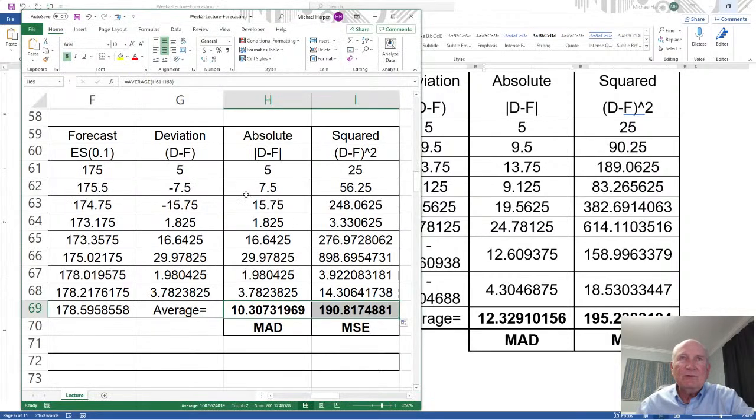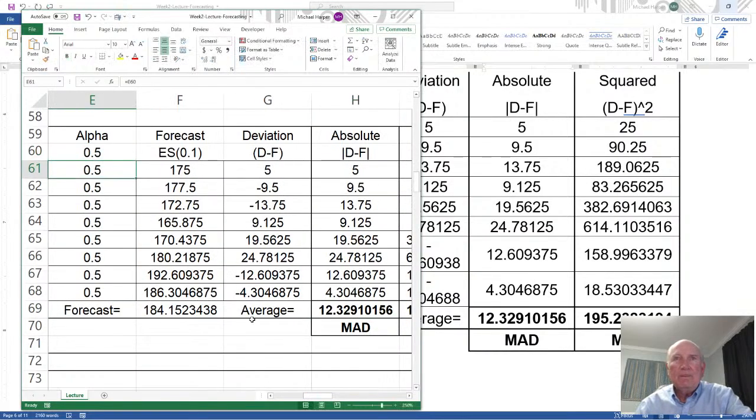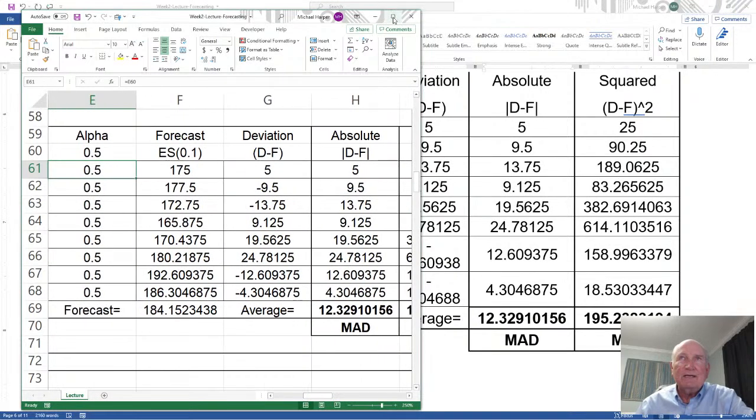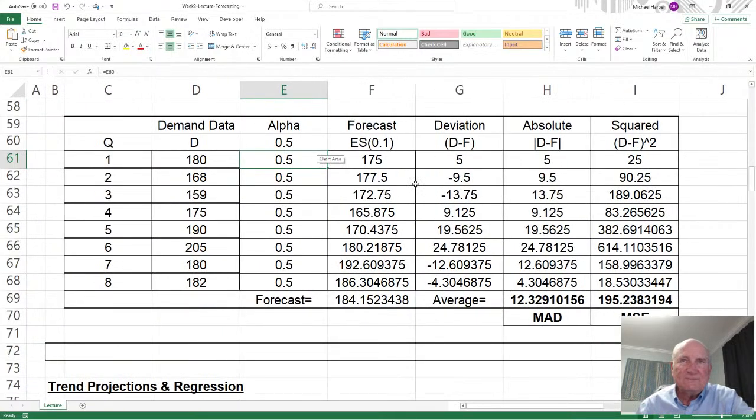We don't have to do everything. Let's come back here. Let's back up one and just make that a 0.5. And sure enough, 12.329, 12.329, not 195, 195, we got it. So again, once you have this set up in Excel, then you can go back and do all kinds of stuff. Okay, turns out to be pretty efficient.